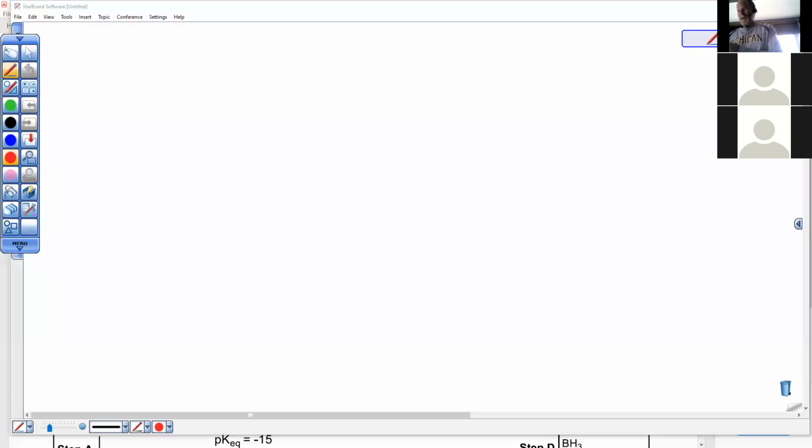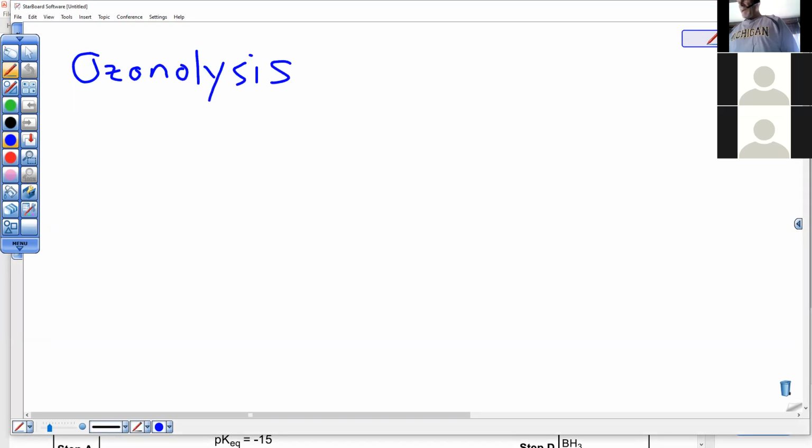Moving on over to here, we're looking at ozonolysis. That's using ozone to cut a molecule apart. It's an alkene molecule, although it's more general than that. We don't need to know that. We just need to know if we have a double bond, and say this double bond has these groups.